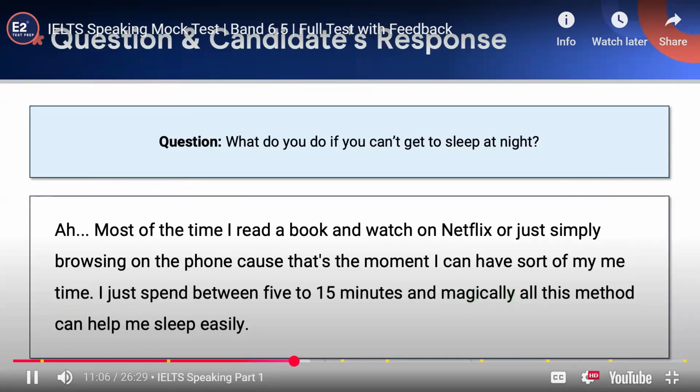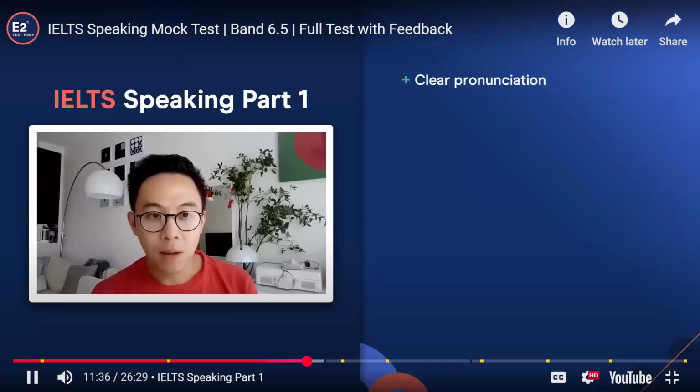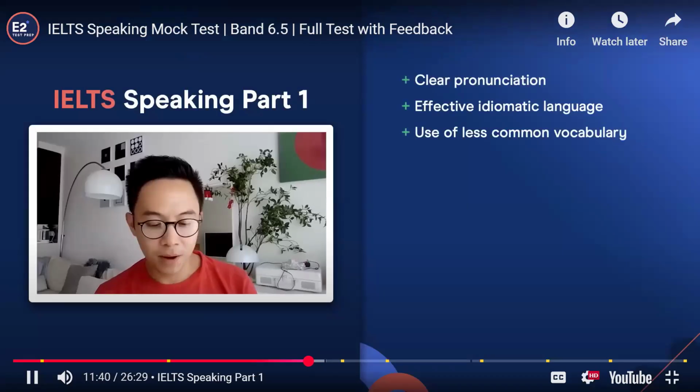I think Tim could score well for lexical resource, but sometimes there are grammar issues, which means his score for grammatical range and accuracy might not be as good. For example, he says, all this method, but he's talking about several different activities, so he needs to use a plural here, all these methods. Tim can practice avoiding mistakes like this to really improve his score for this criterion. So that was speaking part 1. Tim's pronunciation is fairly clear, and he's used some effective idiomatic and less common vocabulary.